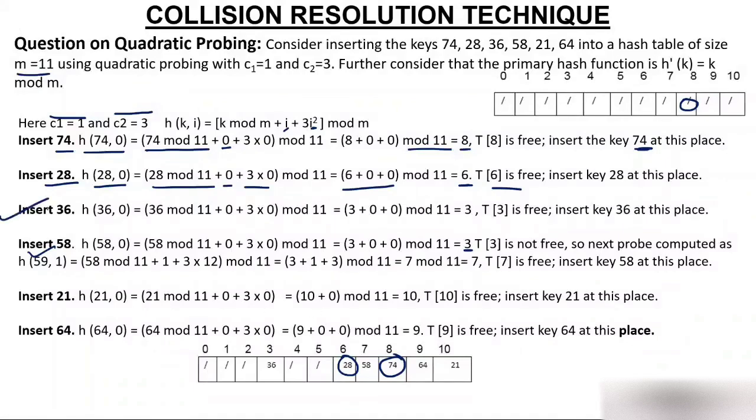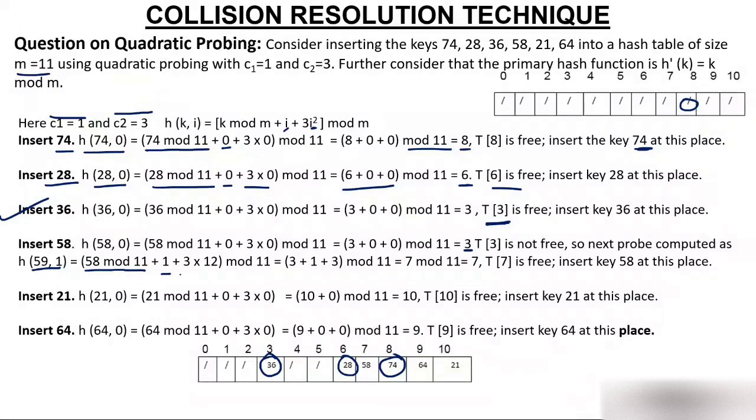When you inserted 36, it was lying at the third position. So the third position is already occupied by 36. So can you insert 58 over there? No. Now you have to put the value of i as 1. So when you put 1, you get 58 mod 11 = 3.